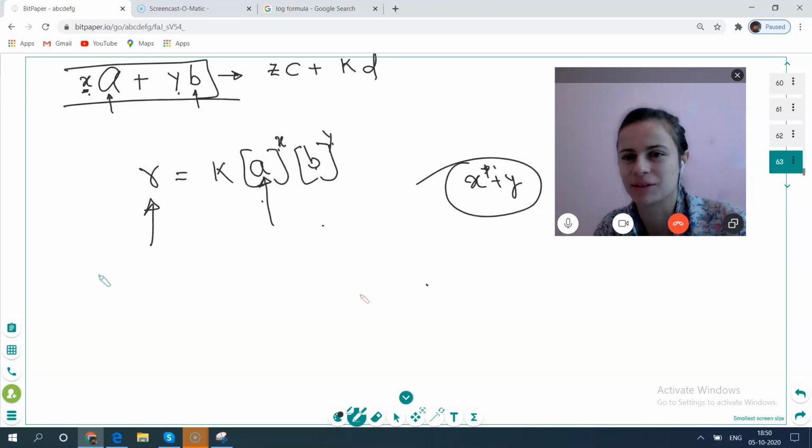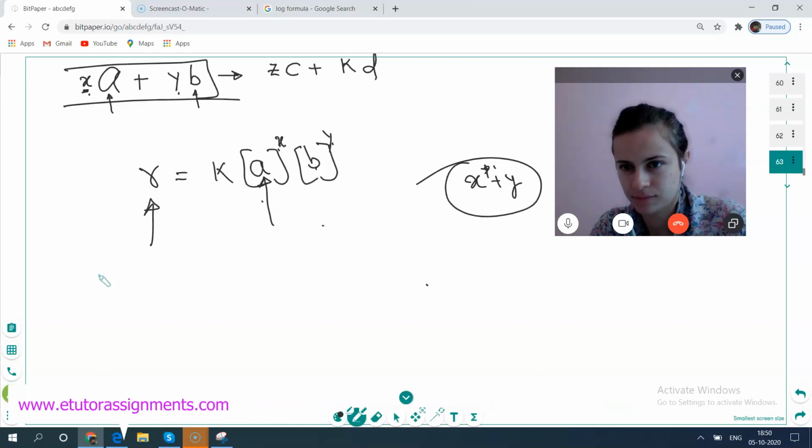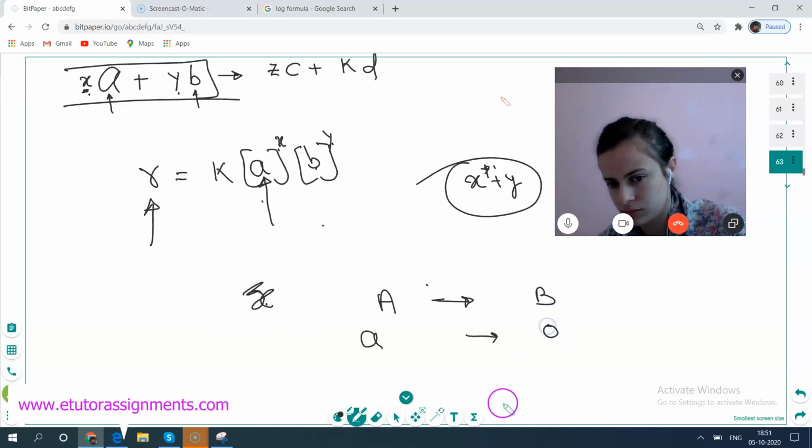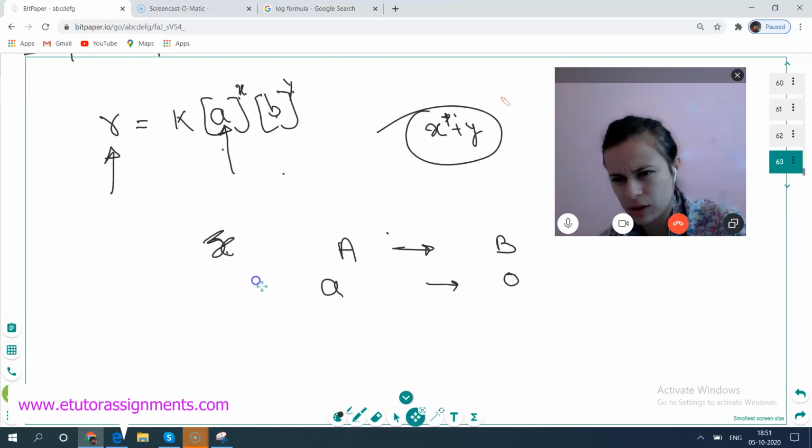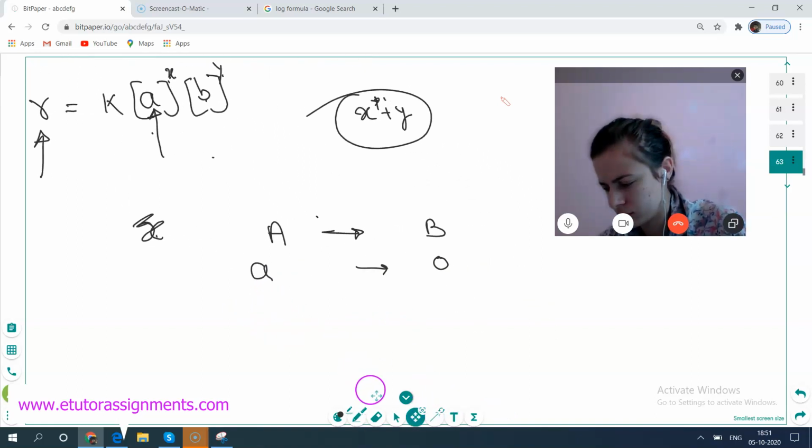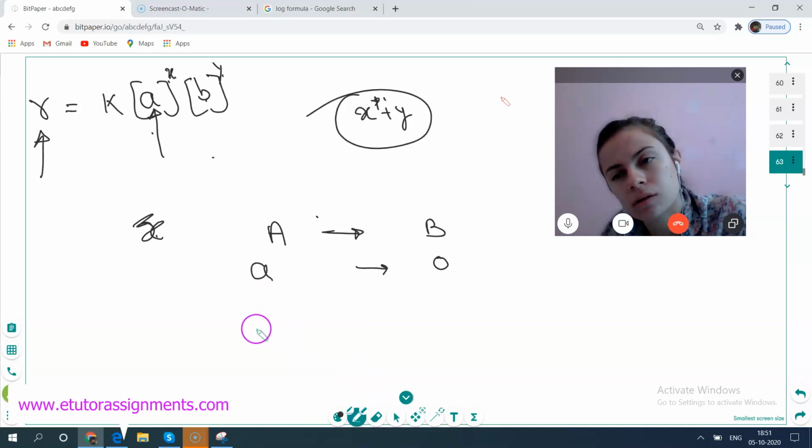What is the rate of reaction? It's how fast the reactant is converted into the product. Yes, how fast means what? Suppose you have initial A.